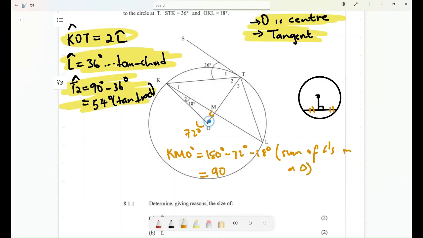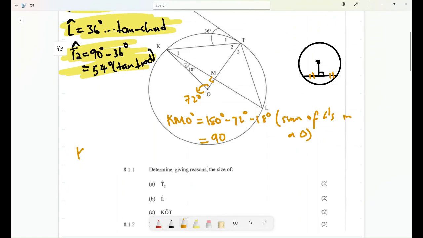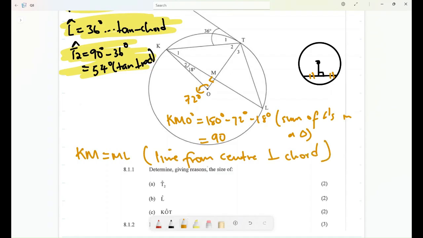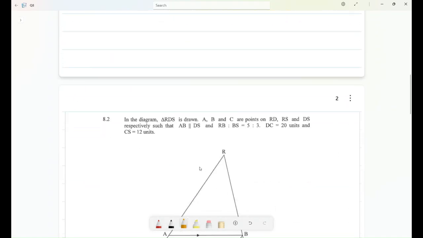Yes. Now I can conclude and say KM is equal to ML. Why am I saying that? The reason is a line from the center perpendicular to the chord. I had to confirm that this is 90 degrees first because the examiner did not give it to me. Okay, yes. So that is it.